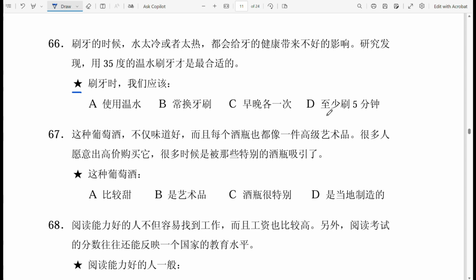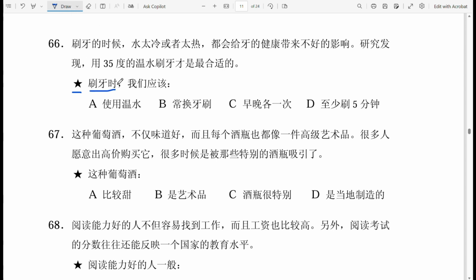So we already know that the paragraph will be about brushing our teeth and what we have to do to do it to the best of our abilities. So let's go and read the paragraph now. 刷牙的时候，水太冷或者太热，都会给牙的健康带来不好的影响。研究发现，用35度的温水刷牙才是最合适的。So, 刷牙的时候 is a synonym of 刷牙时.